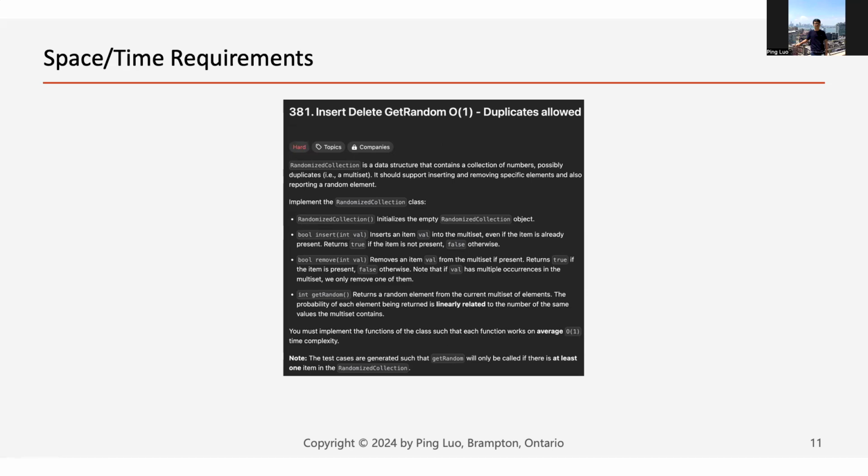Because O(1) means there's just one operation. You know the answer exactly at the moment you perform the function. That's ideal. You don't need to do any calculation. You just find it directly. But you can see this is marked as hard because it's very difficult to design such algorithms.